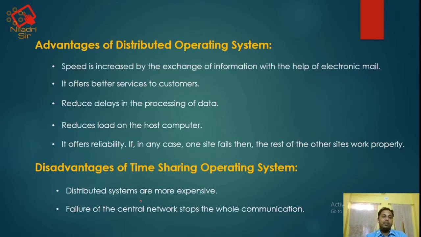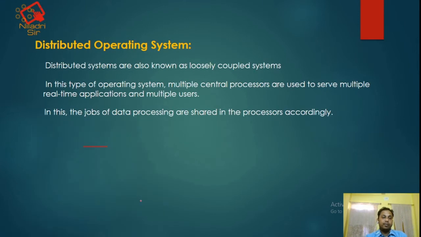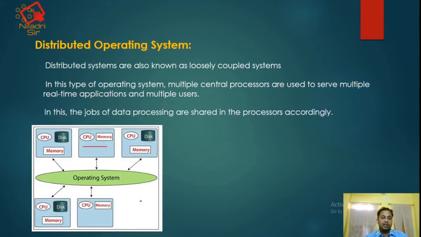So I am repeating once again the distributed operating system. It is also known as a loosely coupled system. In this type of operating system, multiple central processors are used to serve multiple real-time applications and multiple users. The jobs of data processing are shared among the processors accordingly. So you can see there are different types of job processors there.